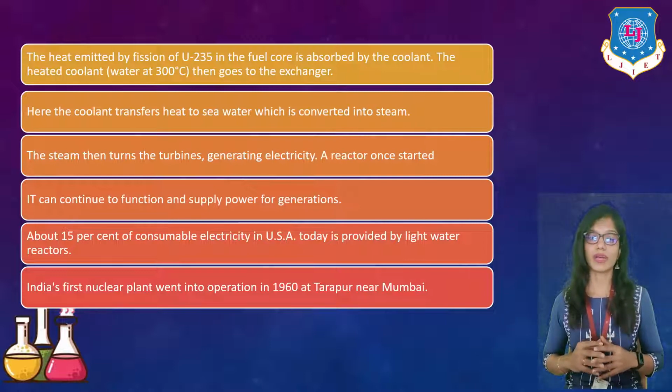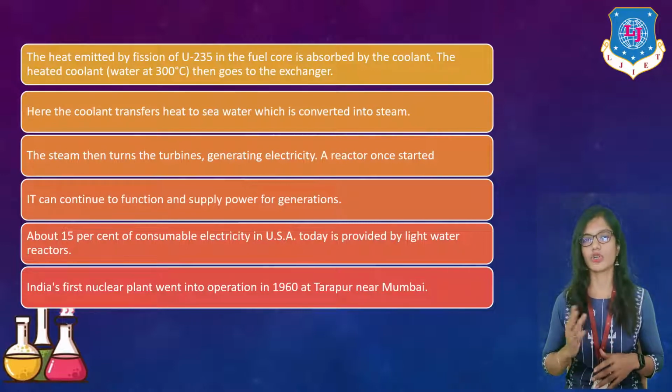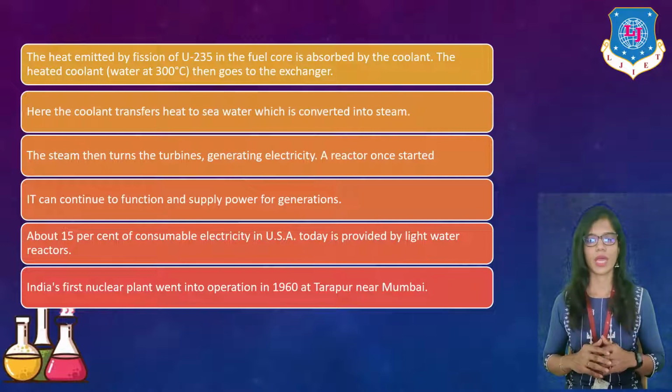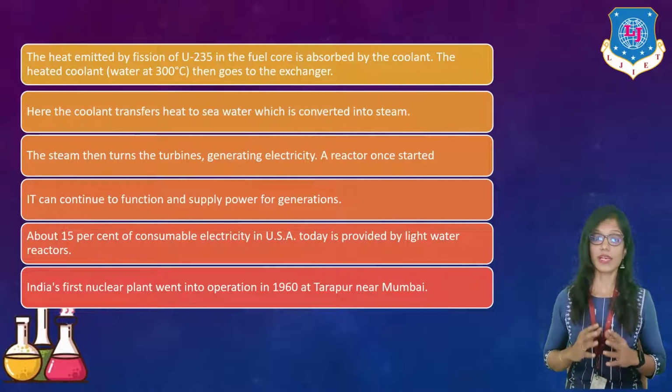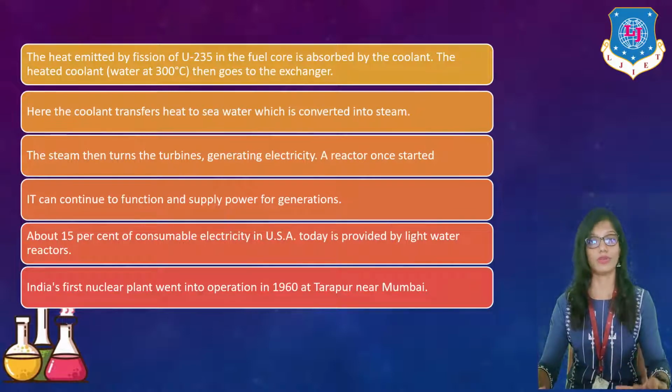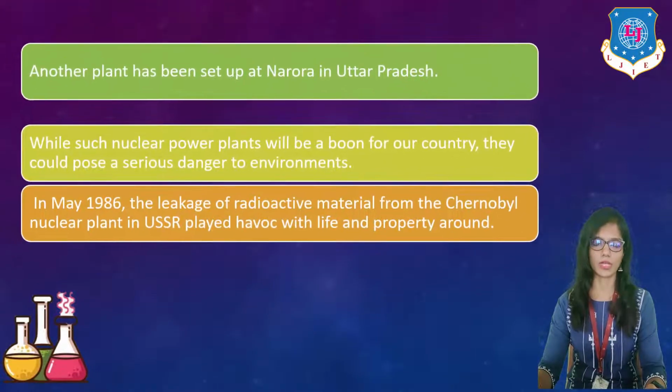A reactor, once started, can continue to function and supply power for generations, because these are basically chain reactions, self-generated reactions. About 15% of consumable electricity in the USA today is provided by light water reactors. India's first nuclear power plant went into operation in 1960 at Tarapur, near Mumbai. Another plant has been set up at Narora in Uttar Pradesh.